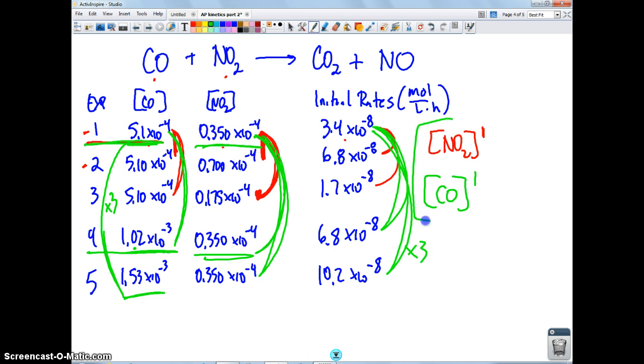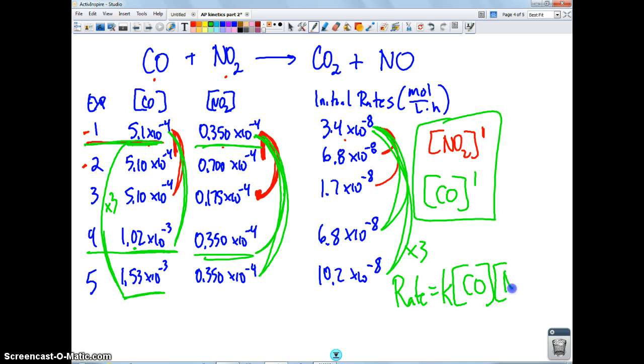So these are the two orders of the reaction. So my rate law would look like this. It would be the rate is equal to k times the concentration of the carbon monoxide times the concentration of the nitrogen dioxide. And this is overall second order.